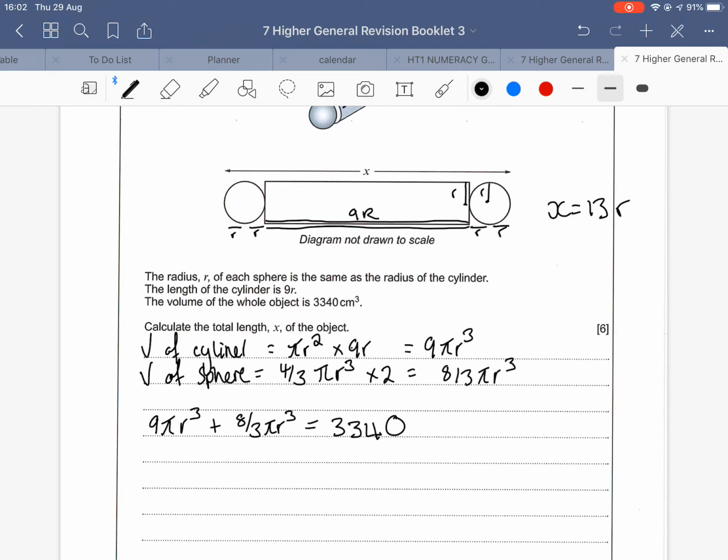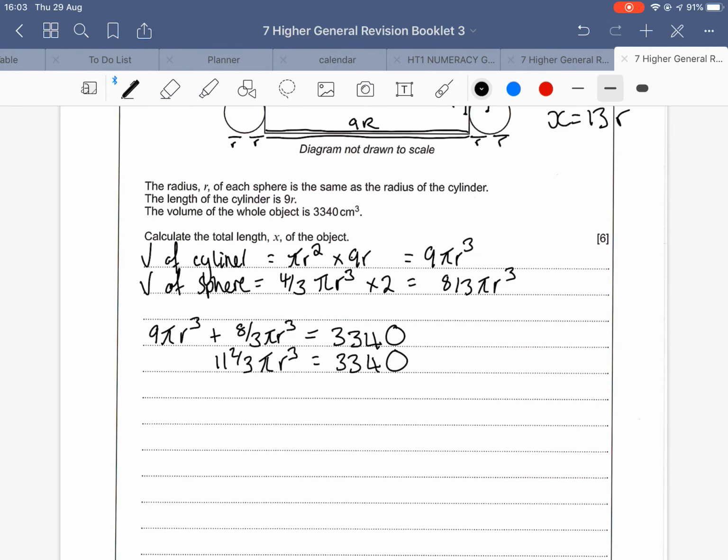Excellent. Now I'm going to take out pi. Then I can take away the numbers, and then I should just be left with r cubed, and then I just cube root it. So we've got 9 and 8/3. Should we add those together? We could just add them together now and then take out pi. Yeah, let's just add them. So 9 and 8/3 is going to be 11 and 2/3. You could just do that on your calculator really quickly. Because we've got pi r cubed and pi r cubed, we can just add those two numbers.